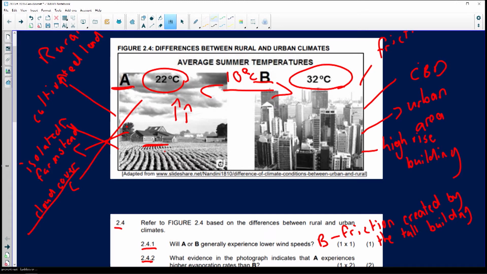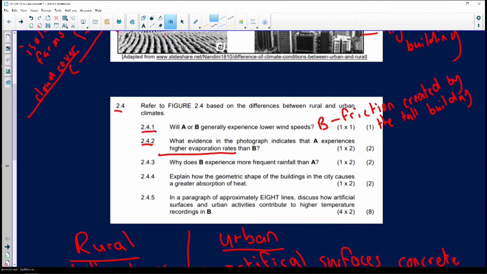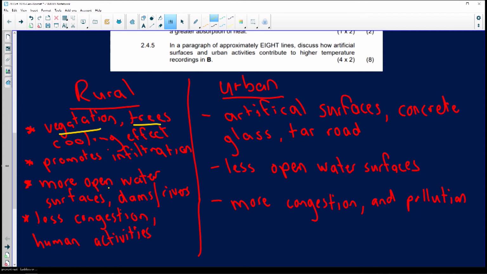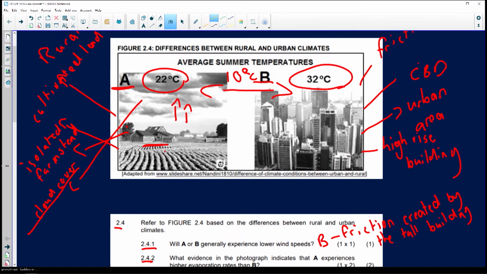Now what's the reason for it? Why do you think there's more evaporation? I'm just going to underline what I've mentioned over there. There's more vegetation cover, there are trees, because of evapotranspiration. I've explained that a little bit earlier. There are more open water surfaces such as dams and rivers. So that creates the opportunity for more cloud formation taking place in our rural area.